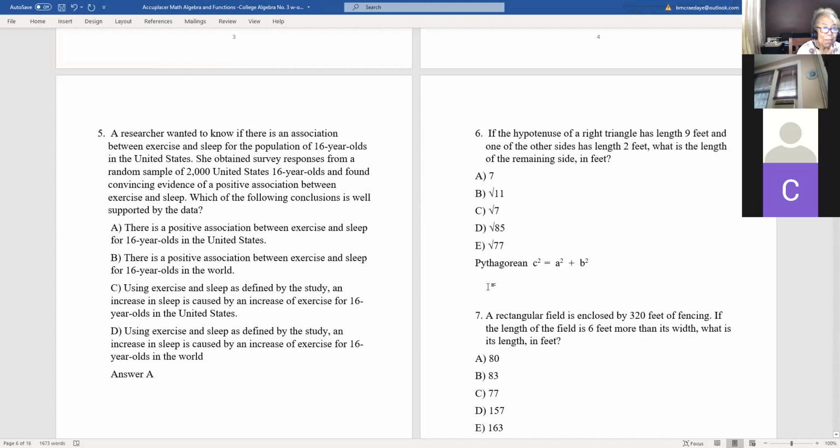Okay. Now, the hypotenuse is 9. One of the sides has a length of 2. And you define the length of the remaining side. So you have this, and now you can substitute.